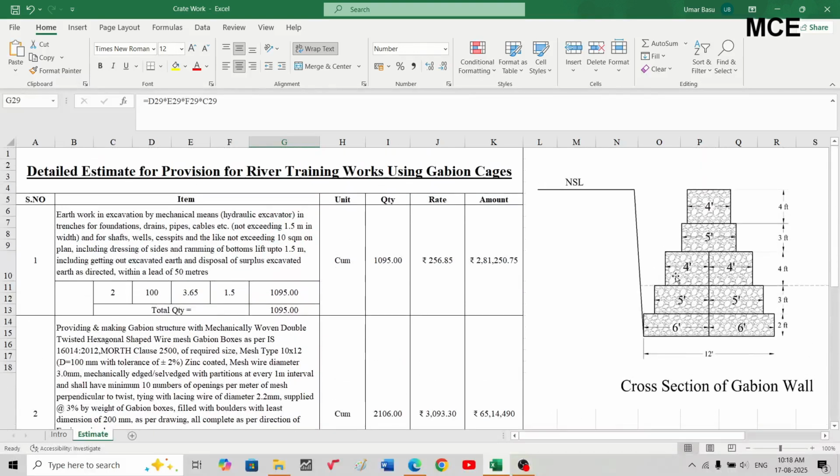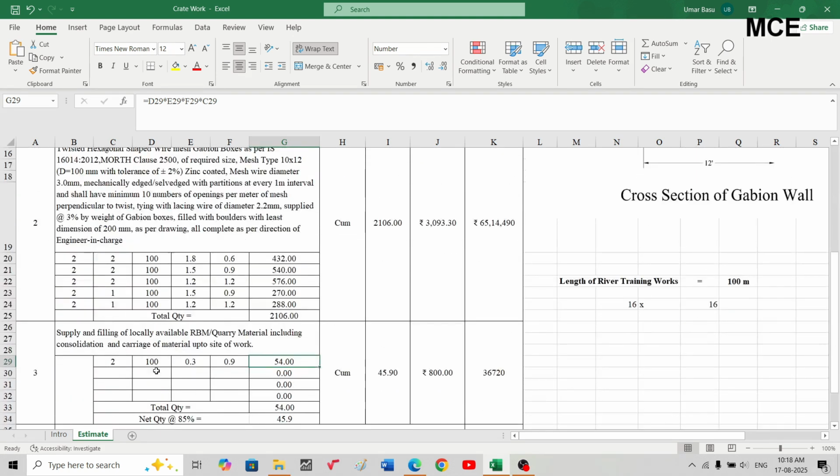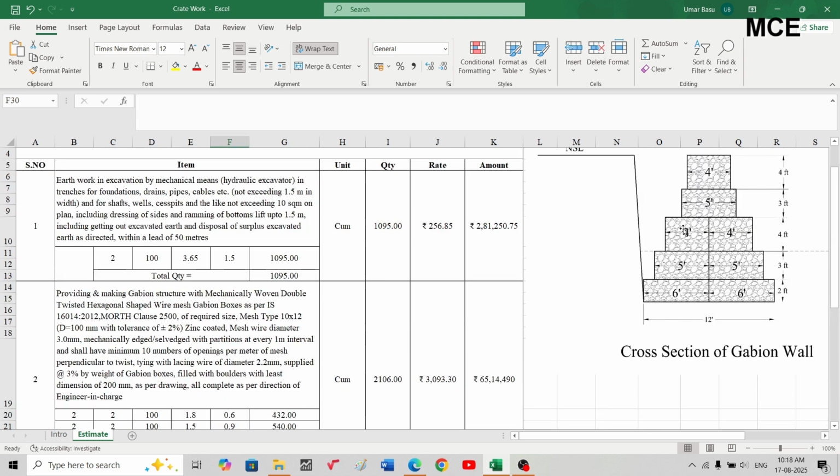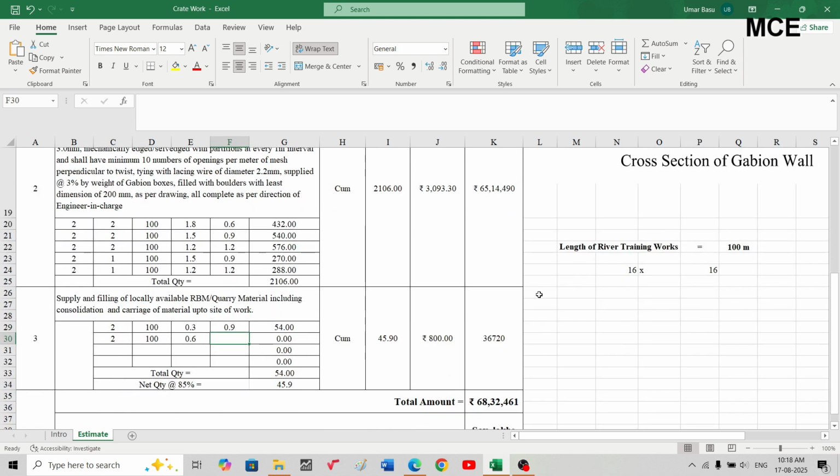Similarly, for the next Gabion gap, between the top of the 5 feet Gabion box and top of the 4 feet Gabion box, it will be 6 minus 4, that is this gap, 6 minus 4, which is 2 feet. So 2 number, 100 meter length, width is 2 feet, so 0.6, and depth is equal to depth of this 4 feet Gabion box, which is 4 feet, which is 1.2 meter. So total quantity will be 144 cubic meters.